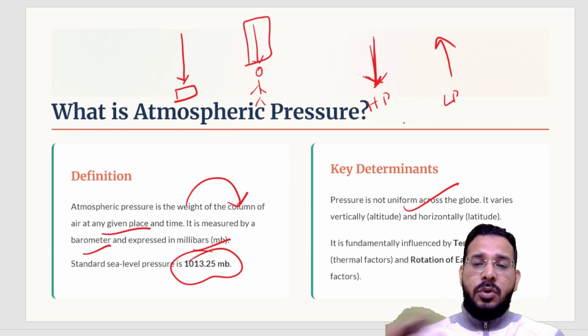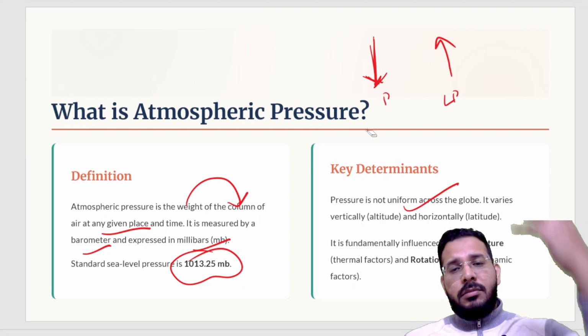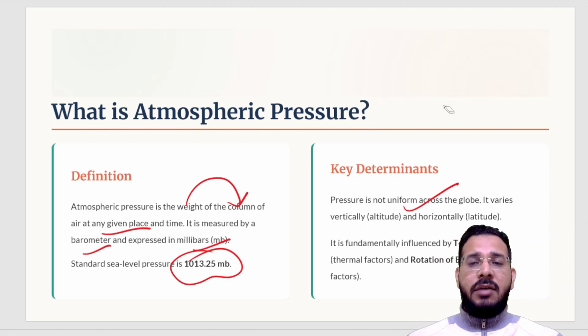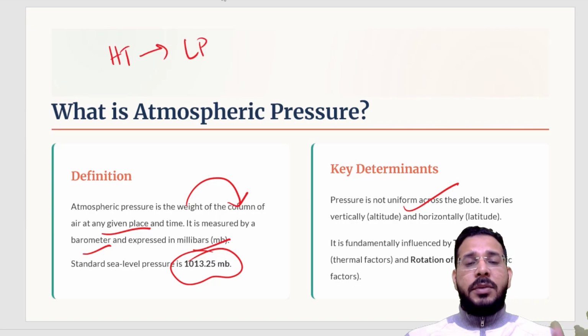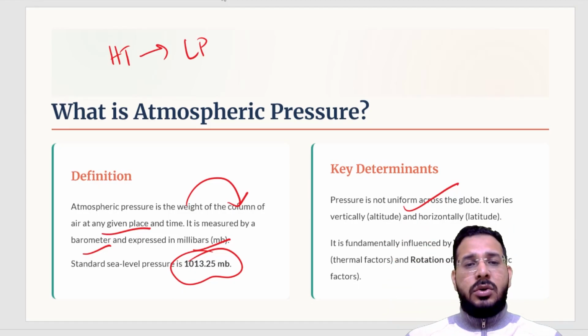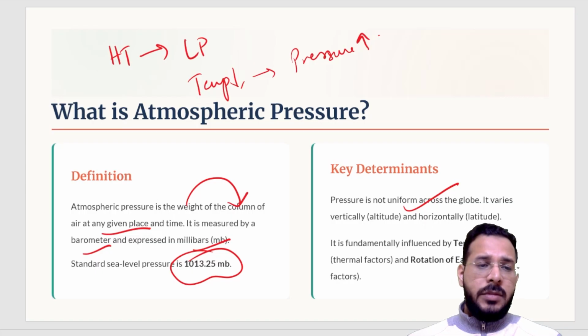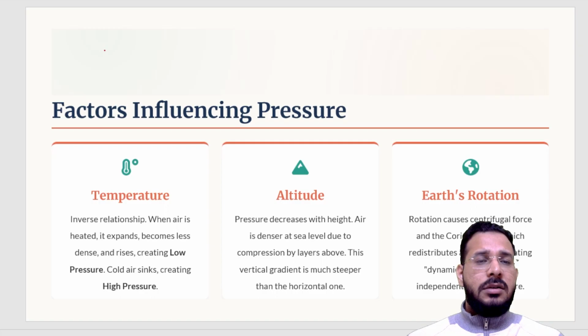When the temperature is more, the air expands, becoming less dense, then it will rise up, creating low pressure. So where we have high temperature, we will have low pressure. When the temperature is low, the air will condense, it will become heavier and it will sit down. So when temperature decreases, pressure will increase. So depending on different factors, the pressure is different in different places of the earth.